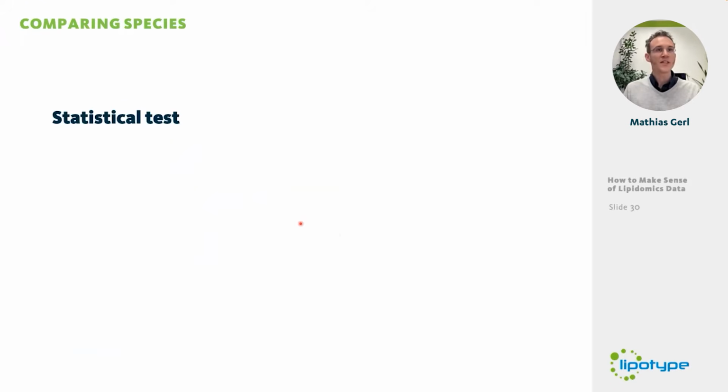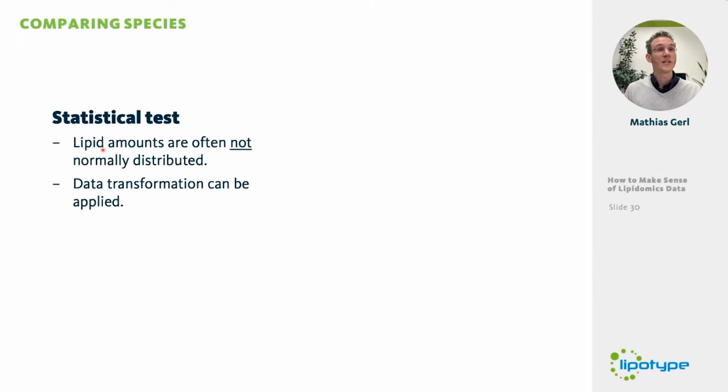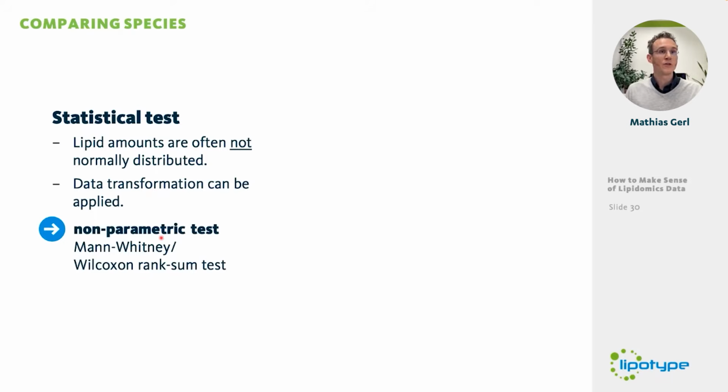And these tests have assumptions that you should fulfill. I can tell you already that lipid amounts are often not normally distributed, which is an assumption for the t-test. What you can do is transformations, but we usually don't do that, because we think it's more important to look at the lipids as interpretable amounts than just a number that we do analysis with. So we don't use a t-test, but we use non-parametric tests, in this case the Mann-Whitney test or the Wilcoxon test, which you simply apply.